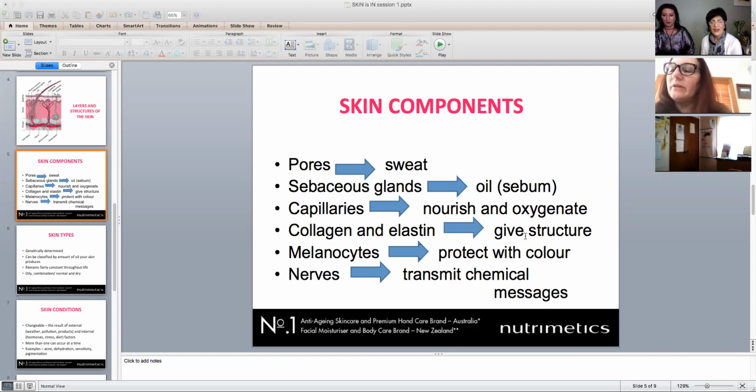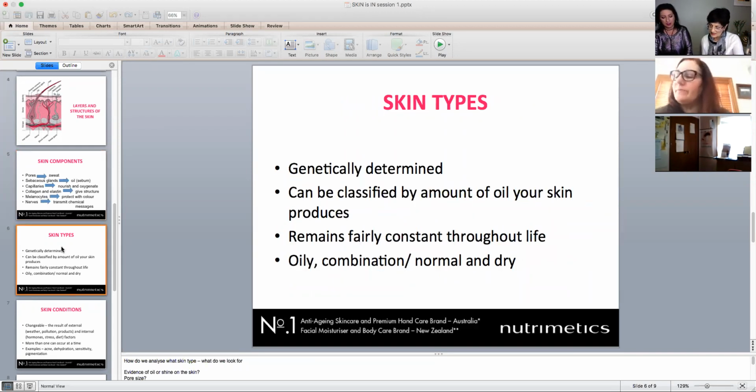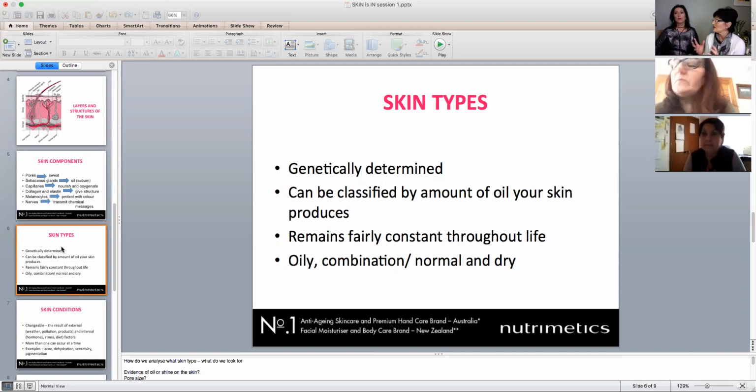So what we spoke about was the different components. Now we're going to go into the different skin types. As you can see there, it's genetically determined. It is classified by the amount of oil that's in your skin, like you said earlier, Lil. And it does remain fairly constant throughout your life. My skin type has not changed at all in my entire life.